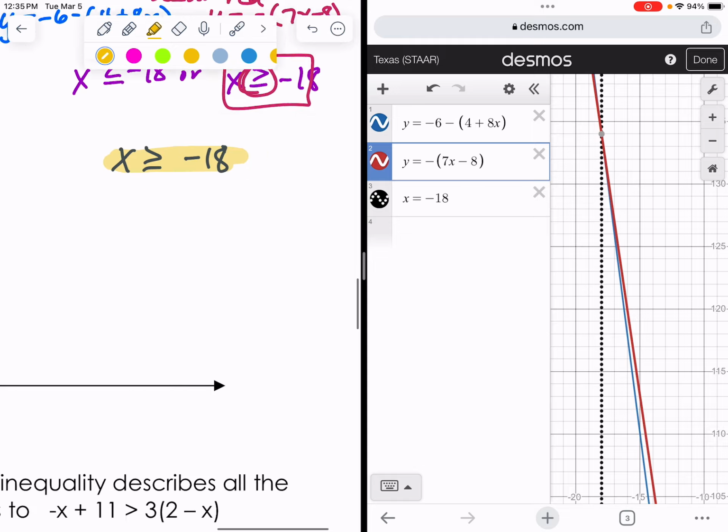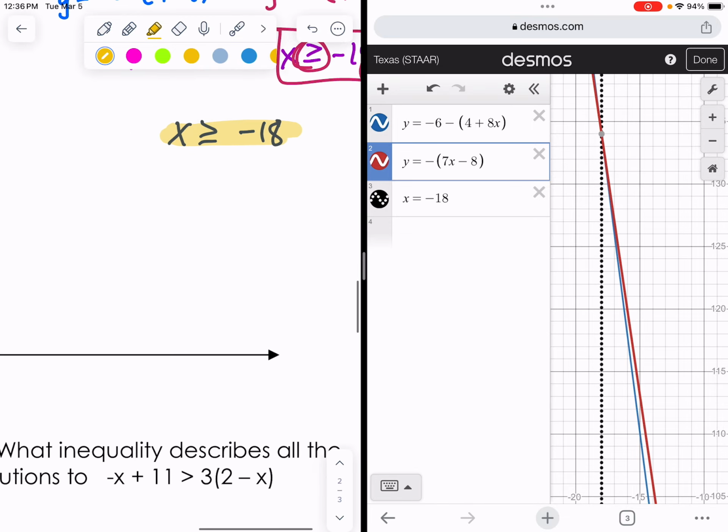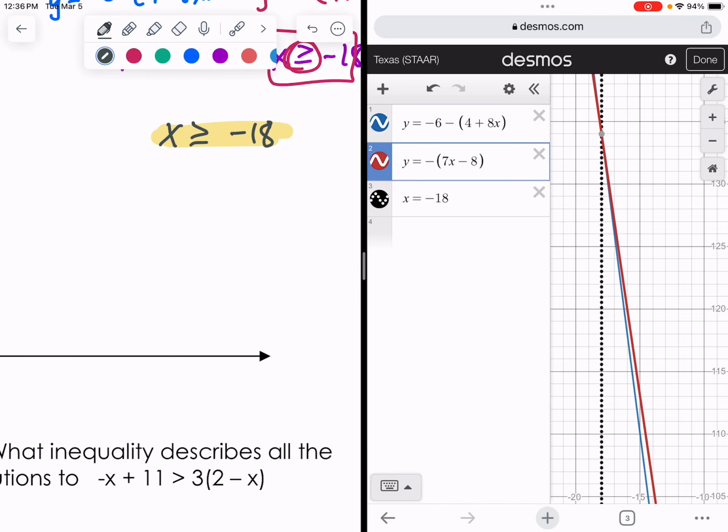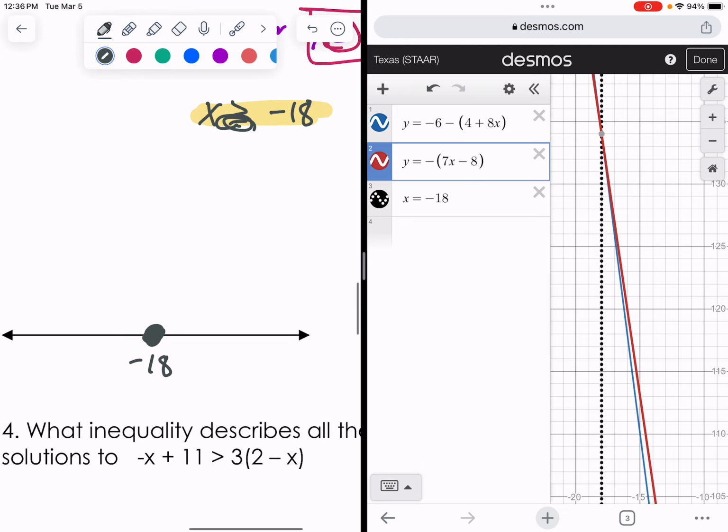Okay, let's do one more. Actually, let me graph that real quick. And so we would look for a graph with negative 18, this time a closed circle, because they took the time to draw the line. We're taking the time to fill in the circle. And then greater than is to the right.